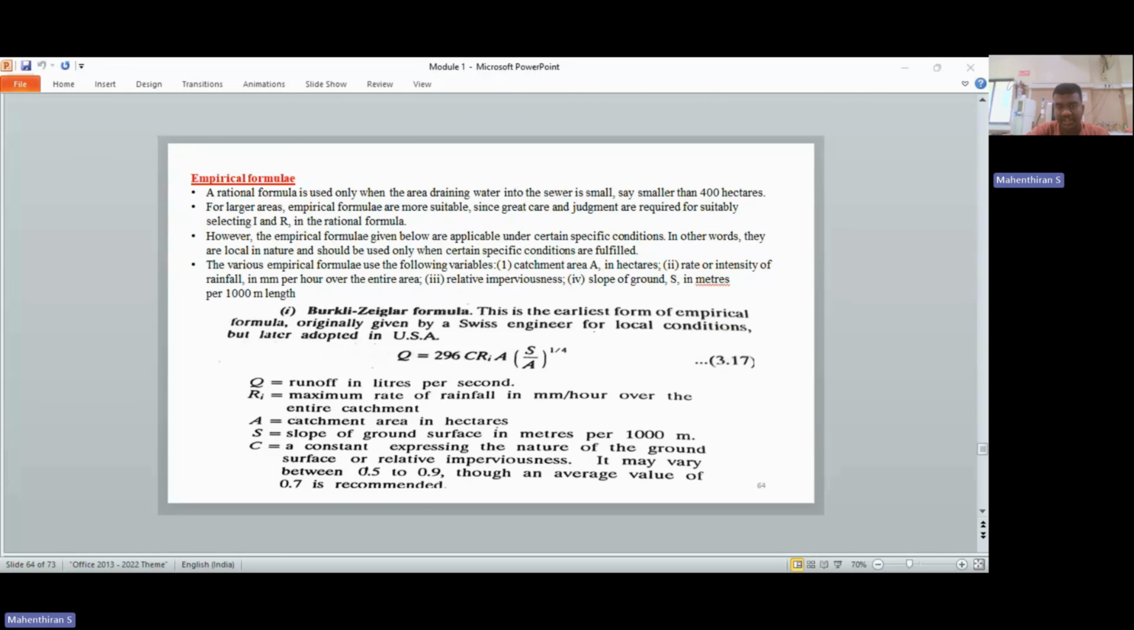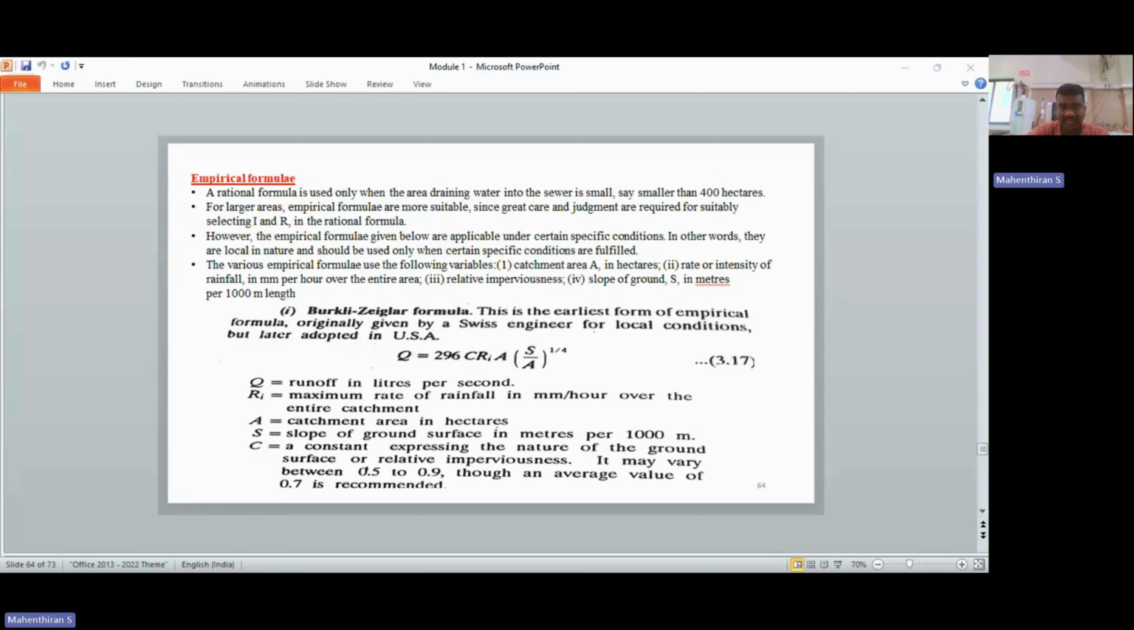The rational method assumes that the entire catchment area contributes runoff simultaneously at the outlet after a time equal to the time of concentration. For this assumption to hold true, the catchment must be small, that is less than 400 hectares. Why are we taking 400 hectares? That's approximately 4 square kilometers or about 1.5 square miles. Beyond this, we have two problems.